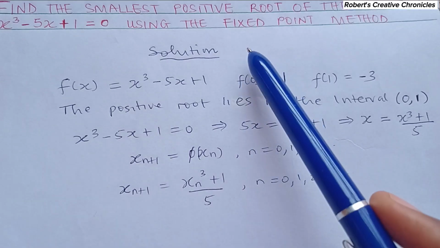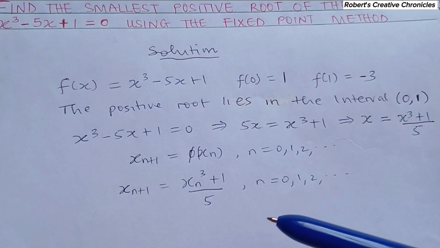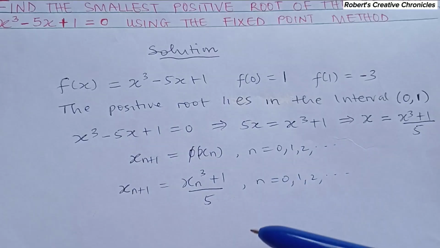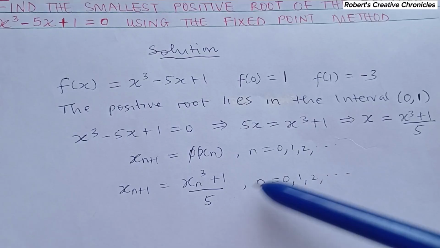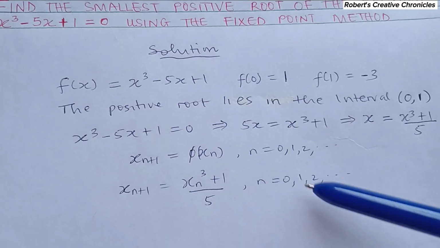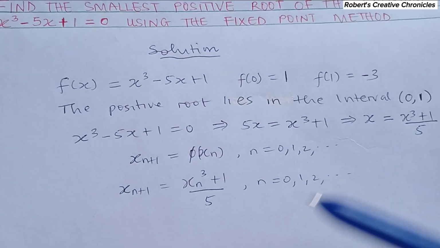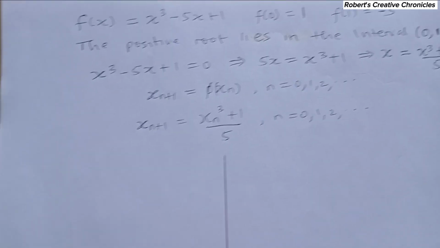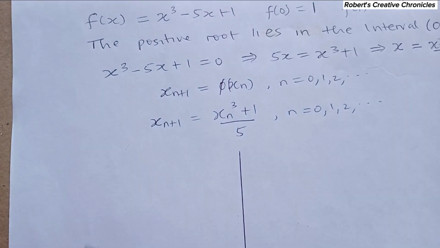This kind of fixed point method is usually tricky. It is the type of method where you do the iteration over and over again until you find a subject of the formula that makes the iteration converge. So let's do this. Let's start the iteration.